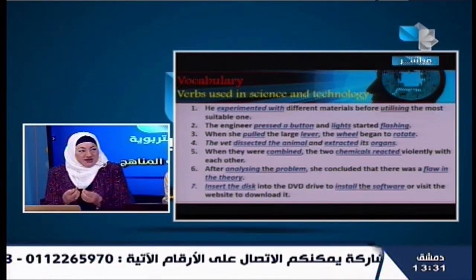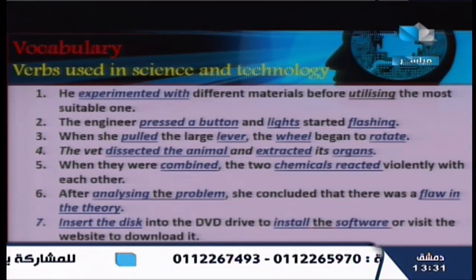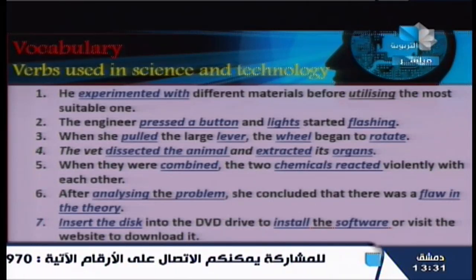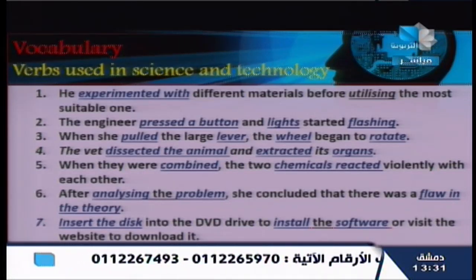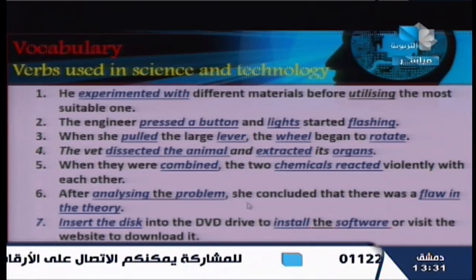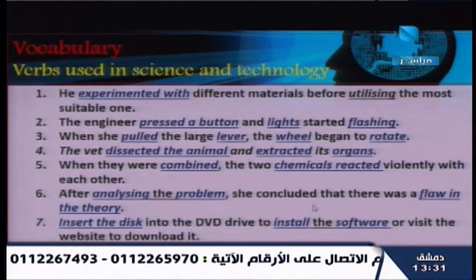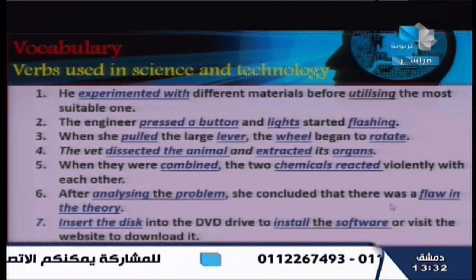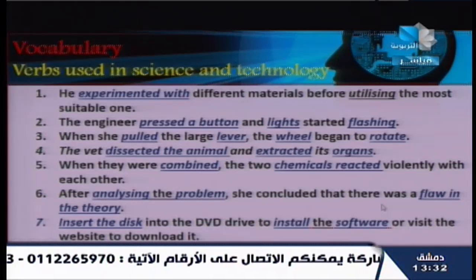So when they combined, united, got together, the two chemical materials reacted, had interaction, give and take, violently with each other. After analyzing the problem, she concluded that there was a flaw in the theory. After analyzing the problem means discussing it in detail, looking into it. She concluded that there was a flaw, a defect, something wrong in the theory. She got the result.